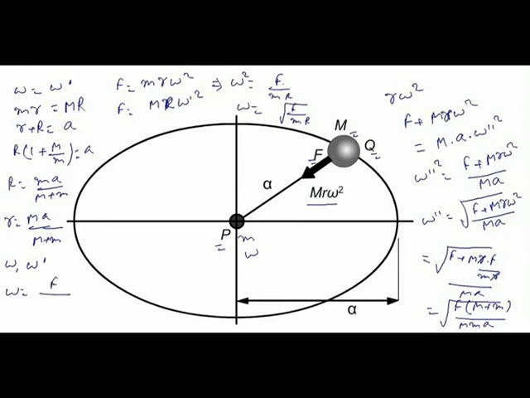So as we have seen, omega was equal to root under F by m r. Now the value of r is nothing but capital M into a by m plus M. So if we replace the value of r, we get omega is equal to root under F by m M a into capital M by m. Similarly, we'll get the value of omega dash, that is the angular velocity of the object Q in an inertial frame of reference.